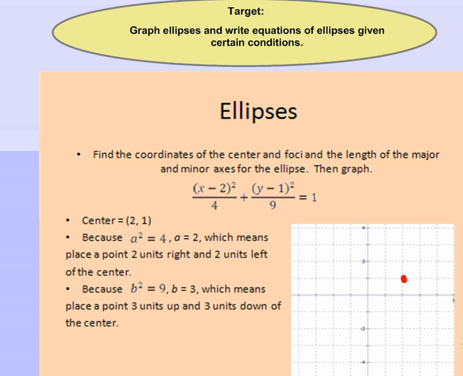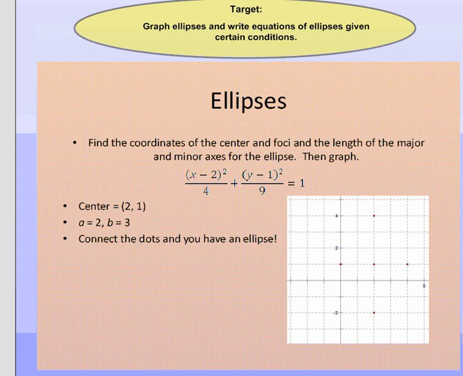Now you're looking at your a and your b values to figure out how far right and left and how far up or down to put more points. You need 4 more points total. Because the a squared value is 4, a is equal to 2. So that means you place 2 points that are 2 units to the right and 2 units to the left of the center. Because your b squared is 9, coming from what's under the y, b is 3, which means we put a point 3 units above the center and 3 units below the center. Those 4 points should be enough to get us our ellipse.